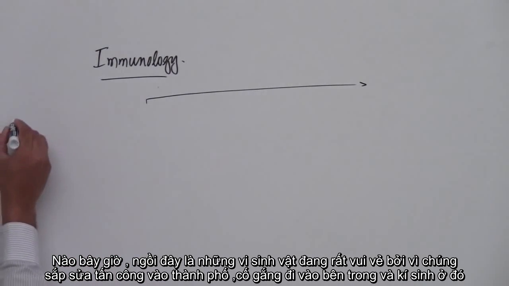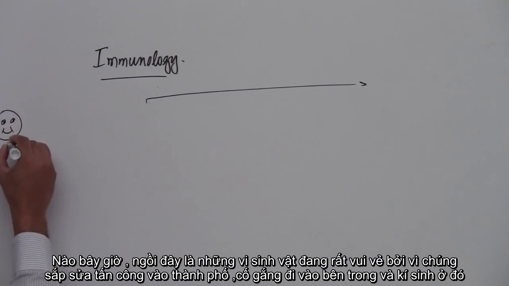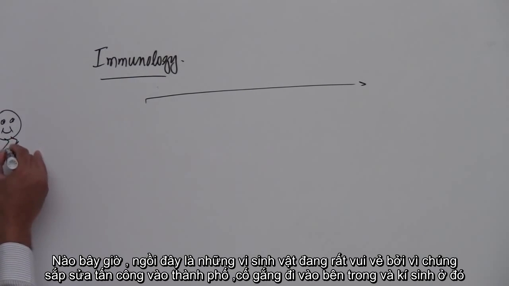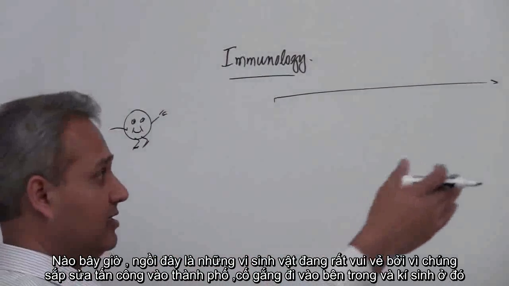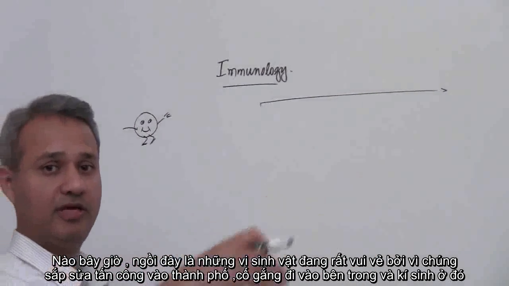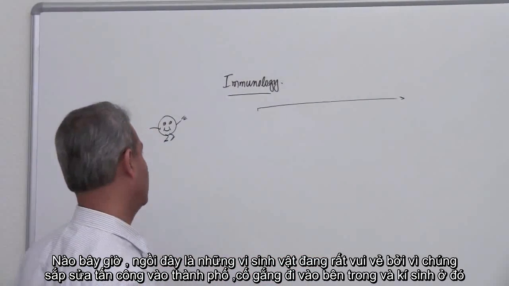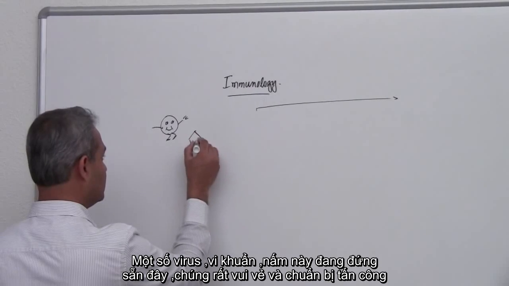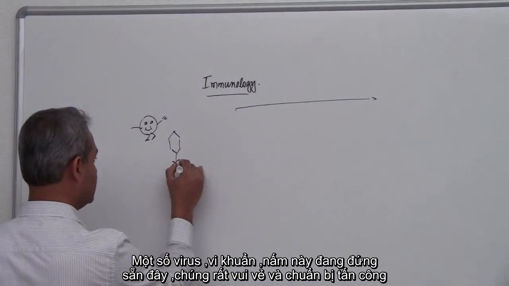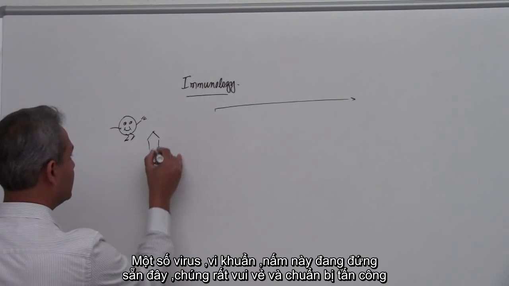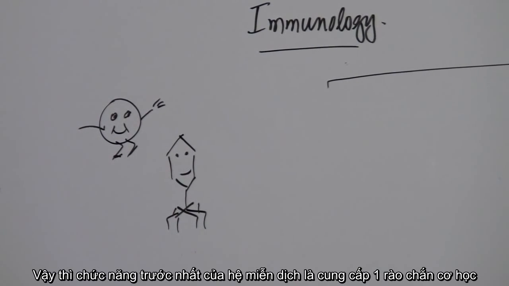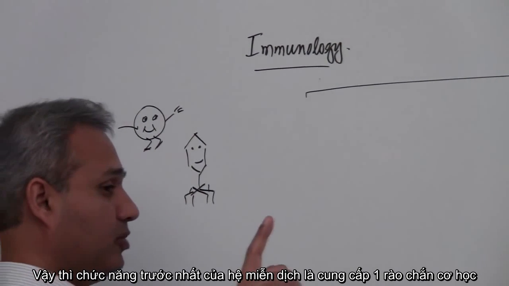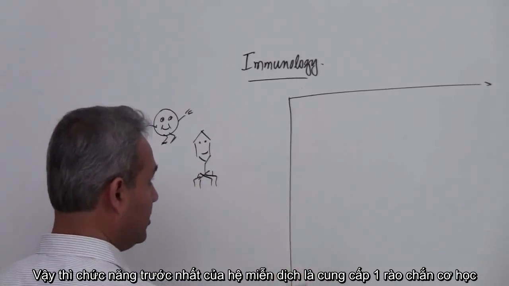And now here there are some very happy little microorganisms sitting. Why are they sitting and why are they happy? Because they think that they are going to go in, so they're really having fun. Why? Because they're going to attack this city and try to go in there and make it their host. So some of those viruses, bacteria, fungi, various such things, they're standing out here, they're really happy, they're going to attack.